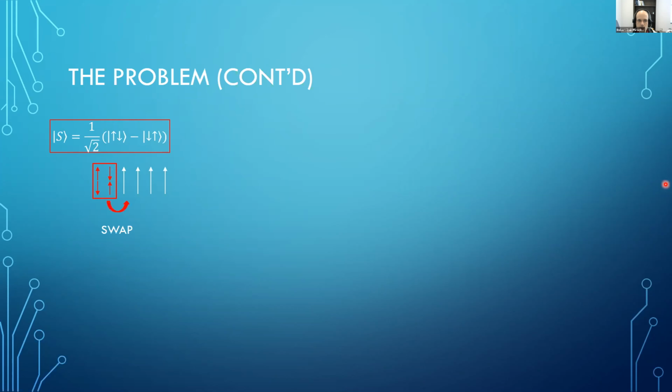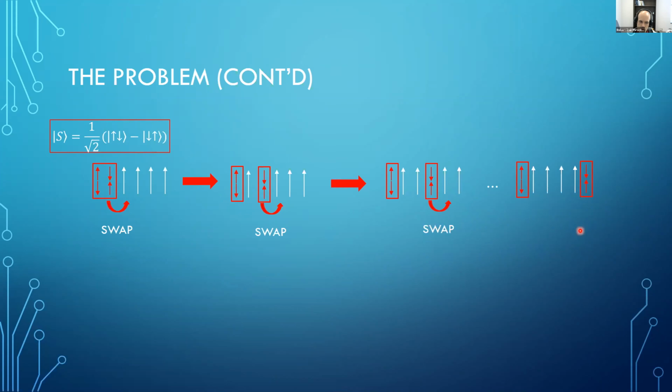So what we're going to do is a swap operation on the second and third spins, and what that should do is transfer the entanglement of the second spin with the first spin over to the third spin. So now the first and third spins are entangled, in a singlet state. Then we transfer the entanglement over to the fourth spin, and so on and so forth until we reach the end of the chain.